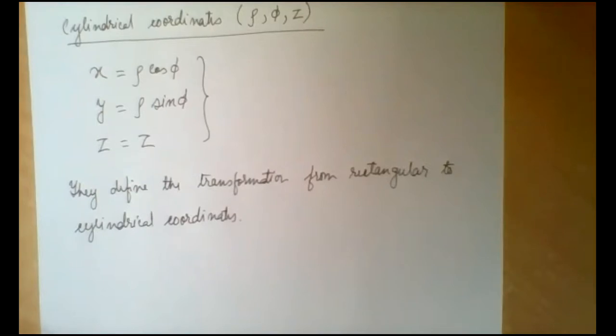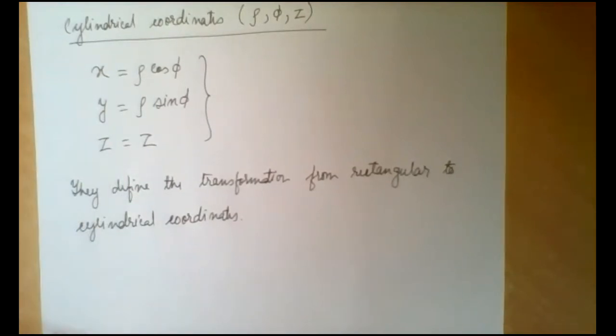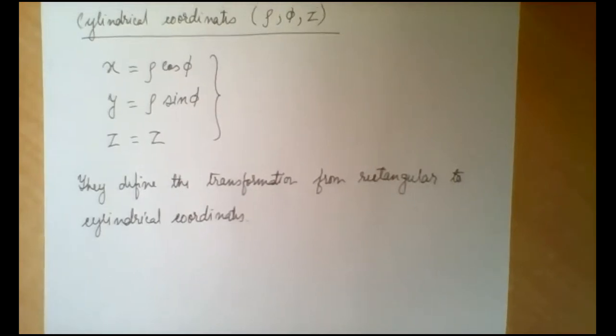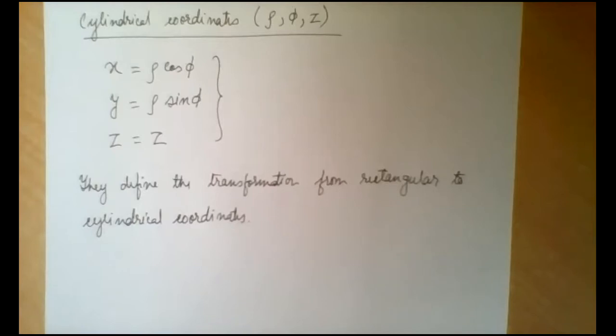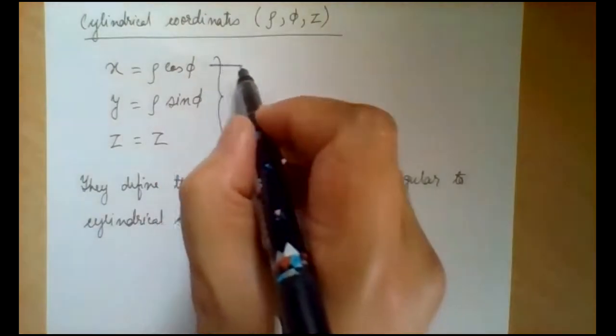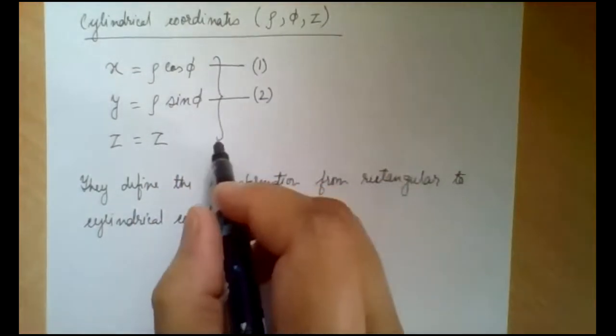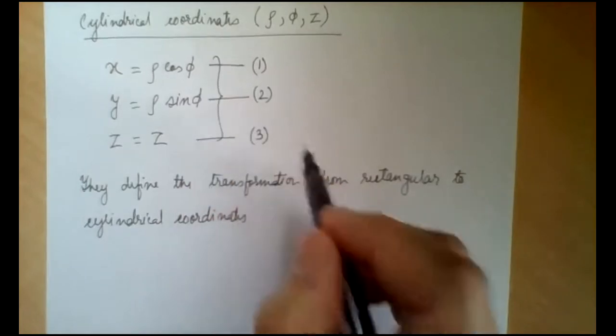So using these three, we can define the transformation from rectangular to cylindrical. We can also define the transformation from cylindrical to rectangular. So let us obtain the transformation from cylindrical to rectangular coordinates. Let us express rho and phi in terms of x and y. To do that, let us call this equation number 1, this equation number 2, and this equation number 3.